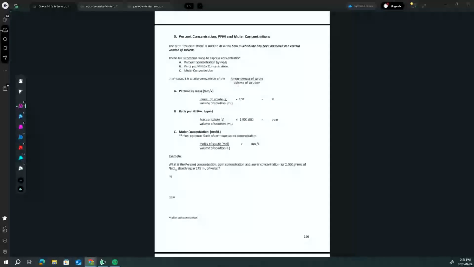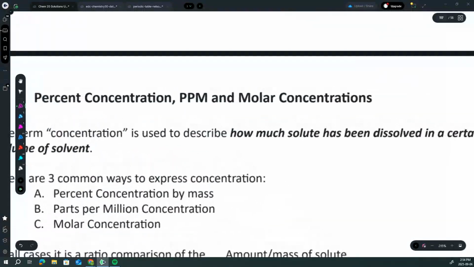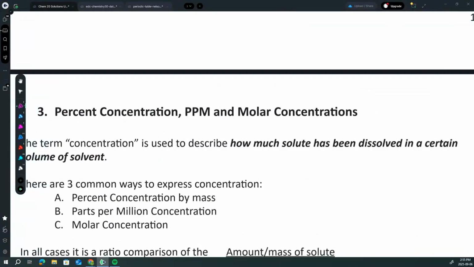In this video, we're going to go over a couple of different ways to represent concentration. So the first one being percent concentration, parts per million, and then molar concentration. So far, what we have encountered the most has been molar concentration. That's the thing where we're using moles per liter to represent concentration. That's what molar concentration is.